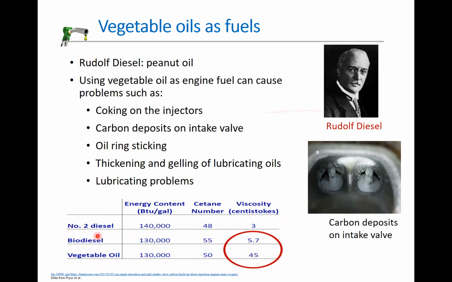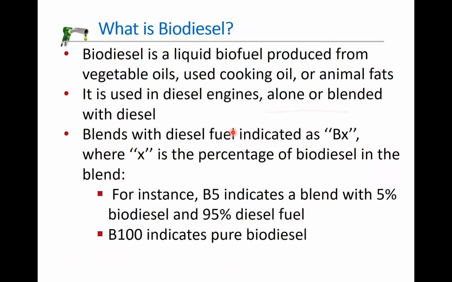If you look here, this is a comparison between the properties of number 2 diesel, which is regular diesel, and biodiesel and vegetable oil. For example, the viscosity of biodiesel is about 5.7 centistokes, and the vegetable oil is something like 45. So basically, these problems arise from this kind of high viscosity oil. So what do we need to do? We need to reduce the viscosity, and this can be done through biodiesel production.